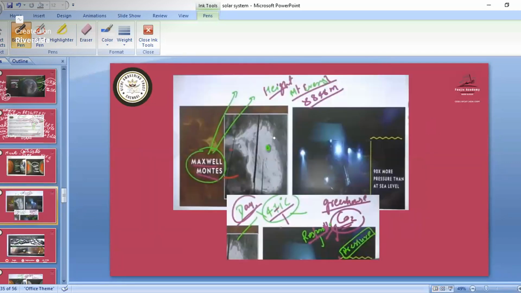Then on Venus we have a volcano. There had been volcanic eruptions, and due to that we have the largest volcano, which has the highest peak. That volcano is known as Maxwell Montes. Remember this name, Maxwell Montes. It has about the same height as Mount Everest, that is 8,848 meters. And why is Venus known as the hottest planet? Because in daytime we have a temperature of 471 degrees Celsius.